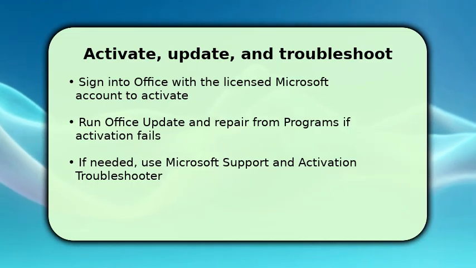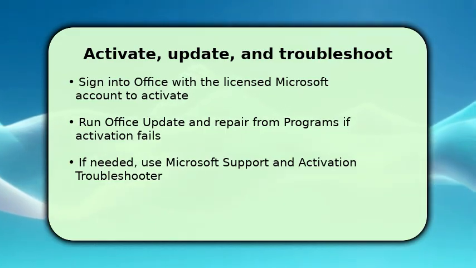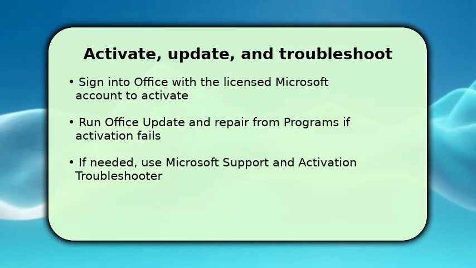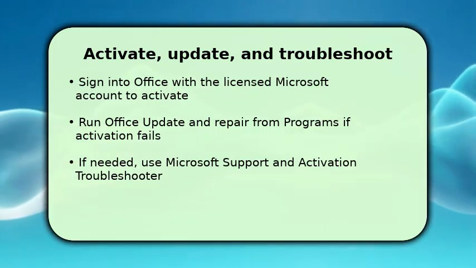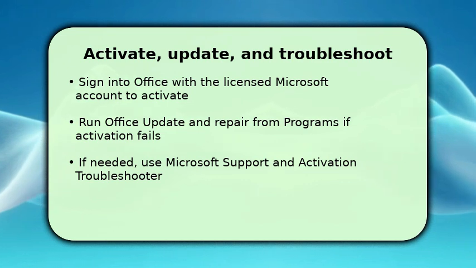And if apps behave oddly, use programs modify quick repair, then online repair if issues persist, because repairs re-register components. If activation still fails, use the built-in activation troubleshooter or contact Microsoft support. Keep purchase receipts handy so you can prove it.